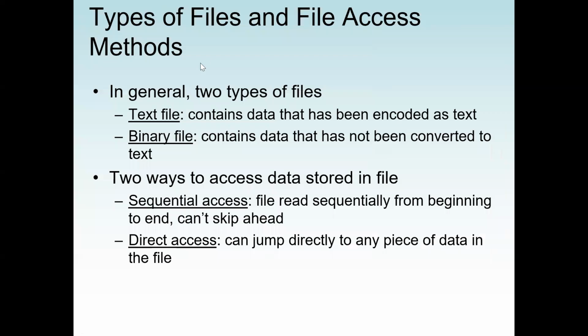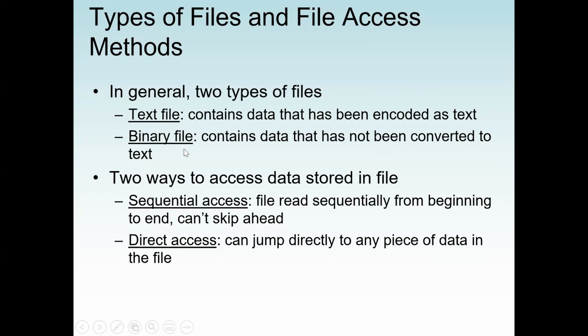So there are different types of files and also file access methods. In general, there are two types of files, the text file and the binary file. Normally, the text file is what we are used to. It contains data that has been encoded as text. For example, my name is Charles, employee ID, everything is alphabetical order.